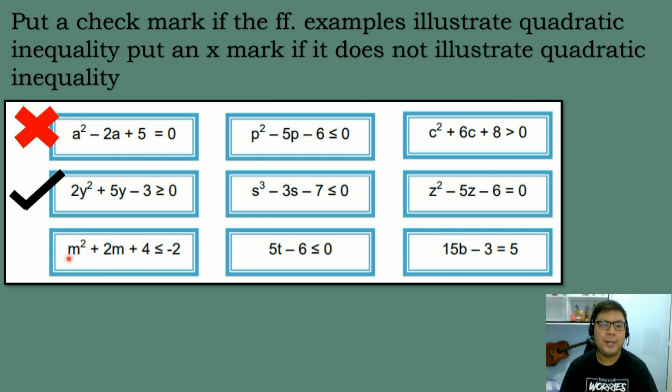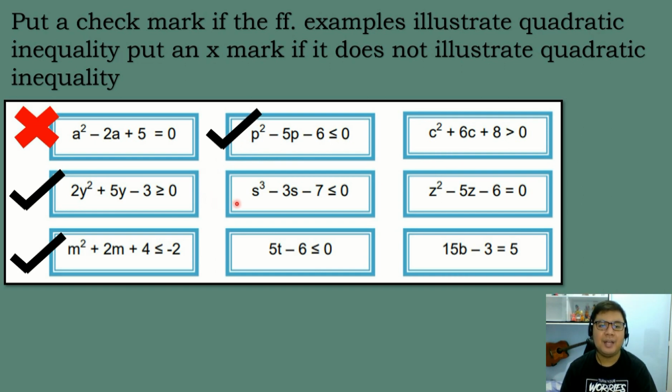Number 2, we have m squared plus 2m plus 4 is less than or equal to negative 2. So we have an exponent 2, and we have a symbol which is less than or equal. Therefore, this illustrates a quadratic inequality. Next one, we have p squared minus 5p minus 6 is greater than or equal to 0. Again, we have an exponent 2 here, and we have an inequality symbol. Therefore, this illustrates a quadratic inequality.